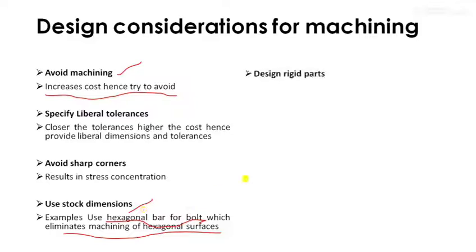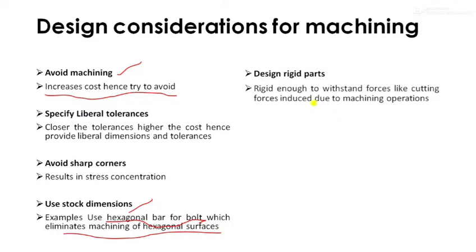If not possible, you have to design rigid parts. Rigid part means what? The design should be such that it is rigid enough to withstand forces like the cutting forces induced due to the machining operation. So let us say you have designed a particular part and manufactured it, and now you are doing a cutting operation or machining process. The cutting force induced under that particular loading condition should not fail the component, it should not break the component, right?